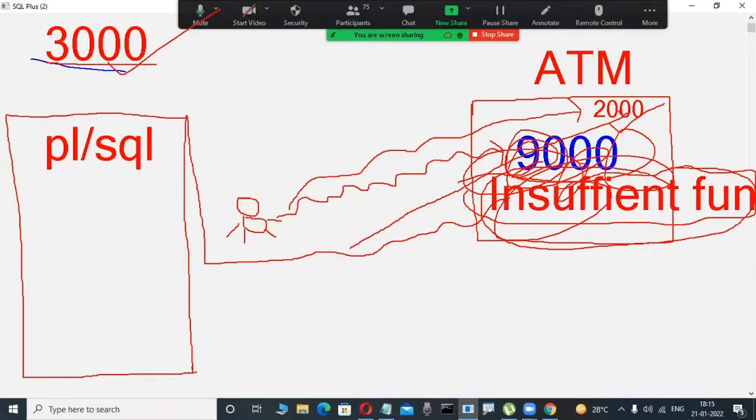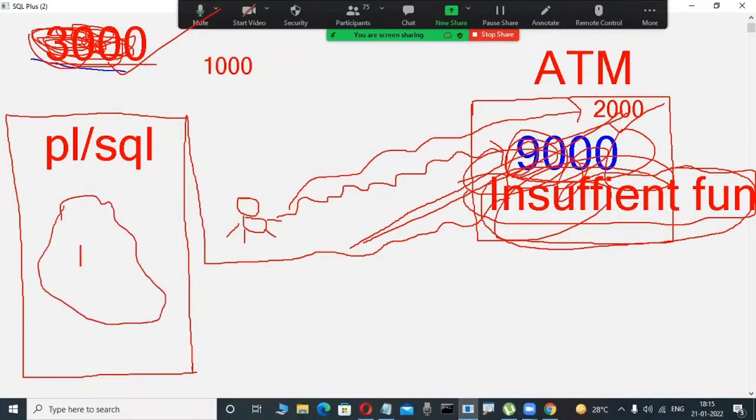Now, whenever we withdraw 2,000, what is the available balance? Here 3,000 minus 2,000 is 1,000. That I want to reflect in my database. Otherwise, if you withdraw 2,000 and still 3,000 remains available, the total banking system would collapse. All those transactions are handled by coding. That's why PLSQL developers are required in a project for writing this type of coding.